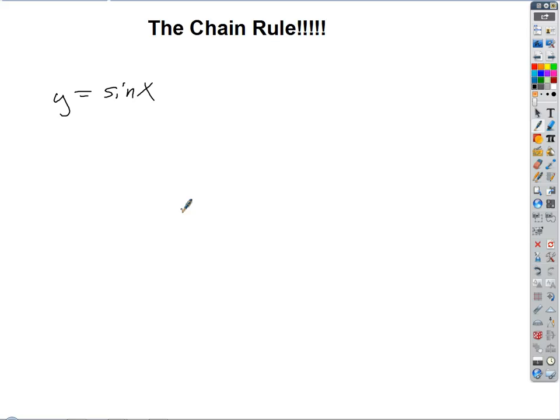What if we wanted to deal with something like y equals sine of x squared plus 3x minus cosine x? We can do that, right? We can do functions of functions. That's what the chain rule allows us to do.